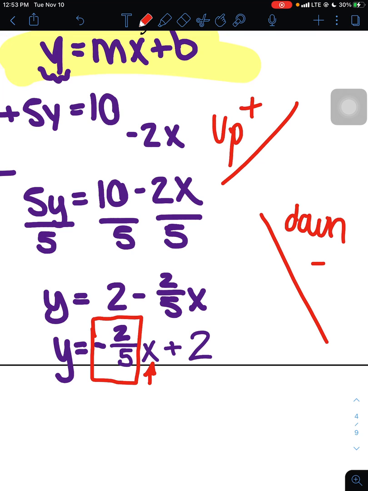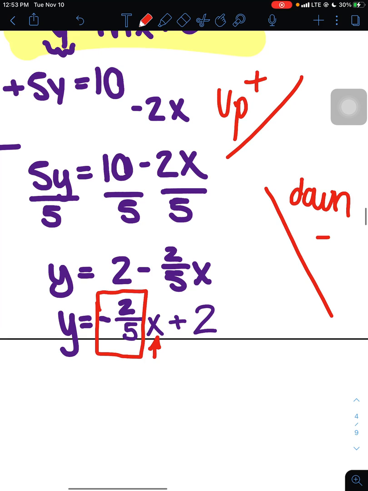So that negative 2/5 is very important, and that's a completely different answer from just 2/5. So here we could write as our final answer, the slope is negative 2/5.